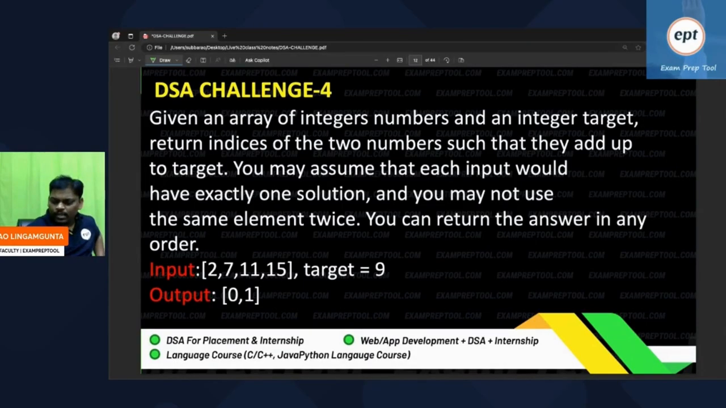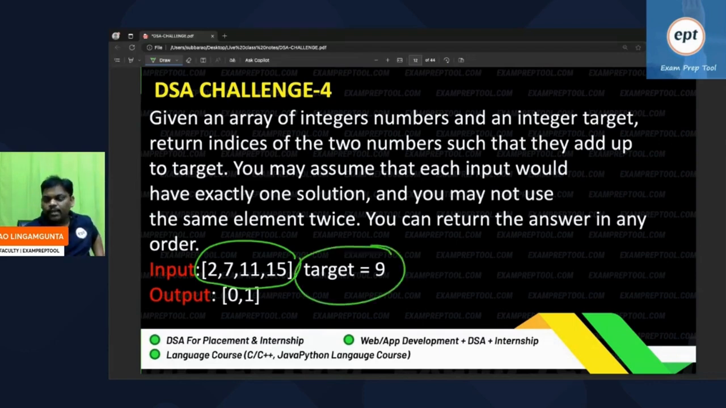What the given problem is: one array is given, and some target is also given, target 9. You have to find two elements in the given array whose sum is this target. For example, 2 and 7: if you add them, the target 9 will be reached.